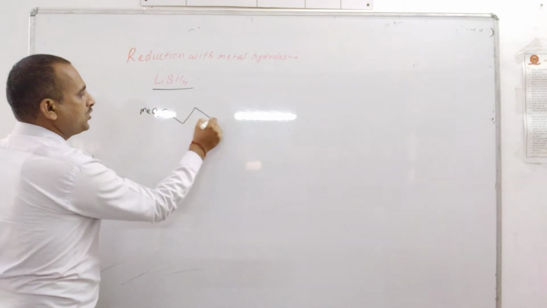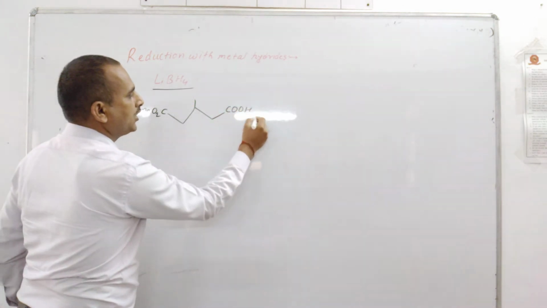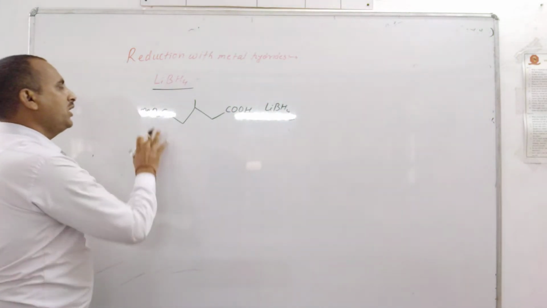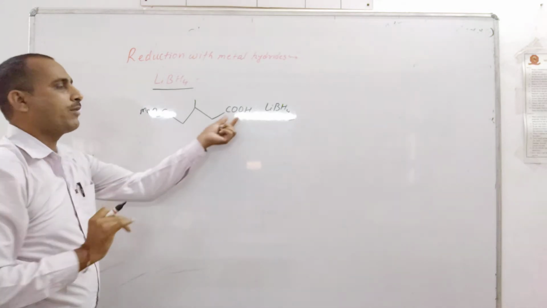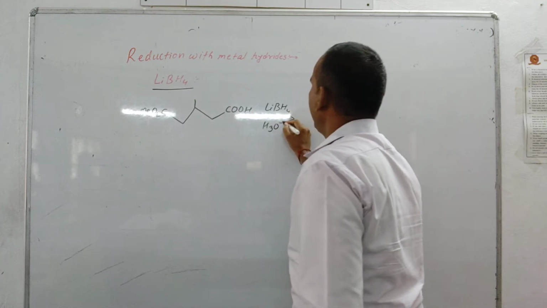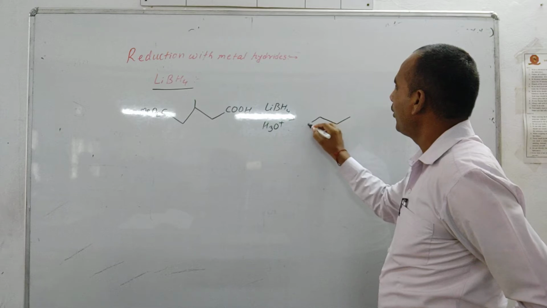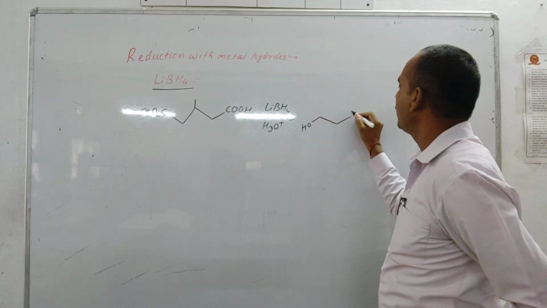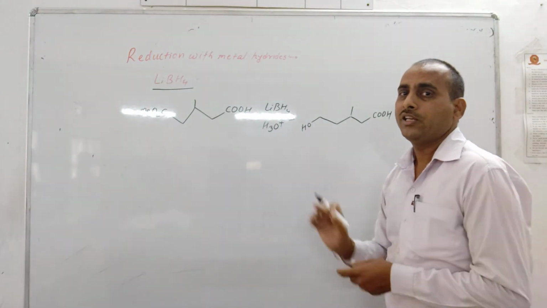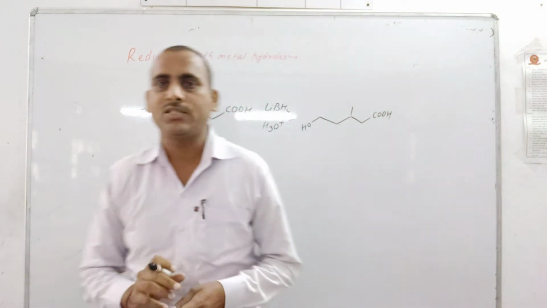CO2Me, CH2CH2, CH3, COOH. In presence of lithium borohydride, only the ester group is reduced and not the carboxylic acid, so that after hydrolysis there is formation of CH2OH and the COOH group remains as it is. It means chemoselectively it reduces the ester group in presence of carboxylic acid.